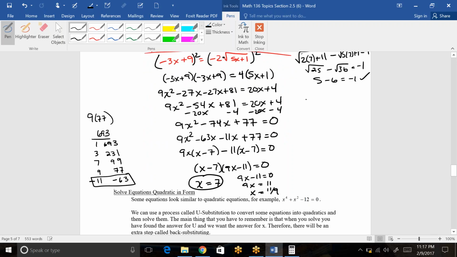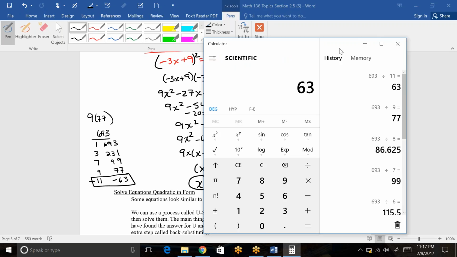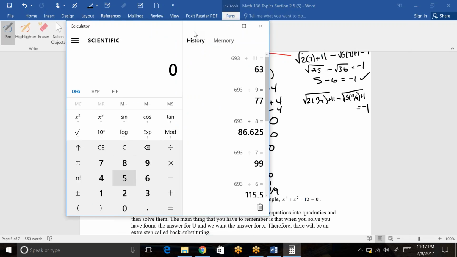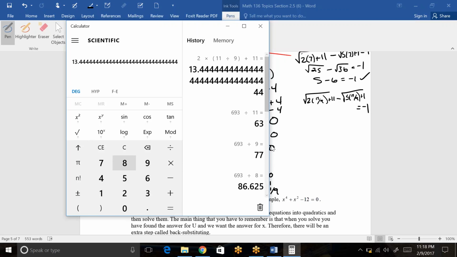This is the one I'll probably use my calculator for. So 2 times 11 over 9 plus 11 minus the square root of 5 times 11 over 9 plus 1 equals negative 1. Okay, so let's use our calculator. So 2 times 11 divided by 9, I'm not worried about if it comes out to a decimal right now, plus 11 is that. Square root of that is 3.6 repeating.